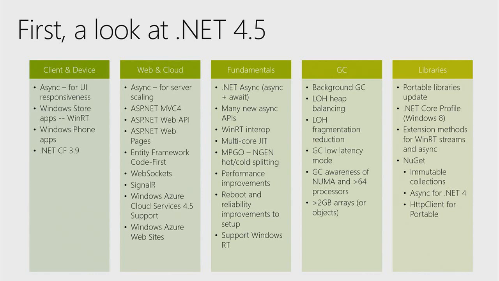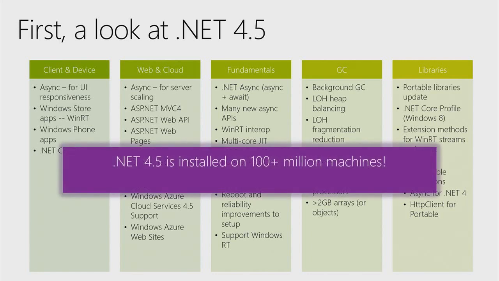A few examples of that include the async work that we did, as well as the work across the support for Windows Store development, as well as Windows Azure and the garbage collector, as well as the various libraries, including the immutable collections and async. Based on the latest statistics, .NET 4.5 is now installed on 100+ million computers. So it's a very significant release, granted that we have not even released .NET 4.5 on Windows Update yet.